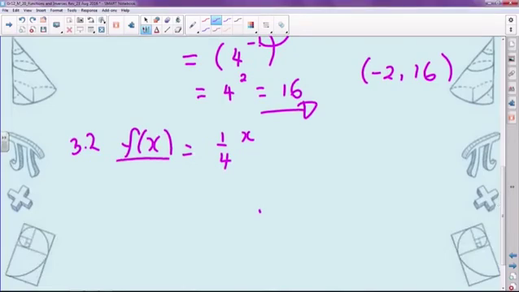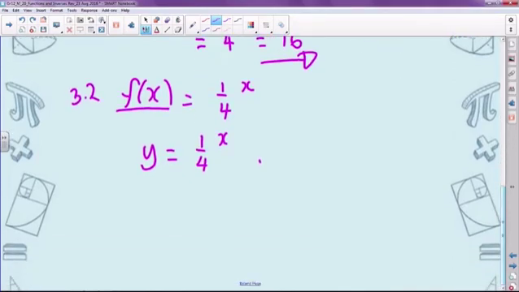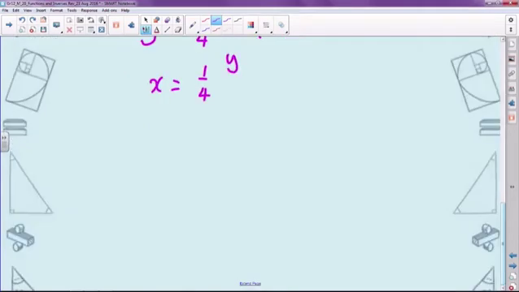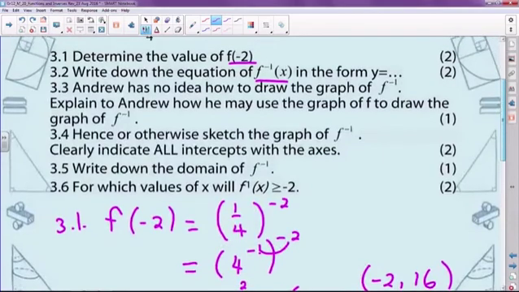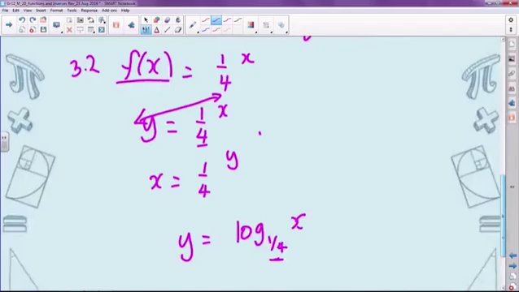How do I find the inverse? F of x, we can replace that with y. So y is equal to 1/4 to the power x is your original function. We then swap the x and the y values. So we get x is going to be equal to 1/4 raised to the power of y. And then we make y the subject of the formula. How do we do that? Well, we simply change from exponential form to log form. So we get that y will be equal to log of x base 1/4. So the base of the log graph and the base of the exponential graph will obviously be the same. All right, so that was 3.2. That's the inverse graph, and they said leave it in the form y is equal to, so we can leave it in that form.